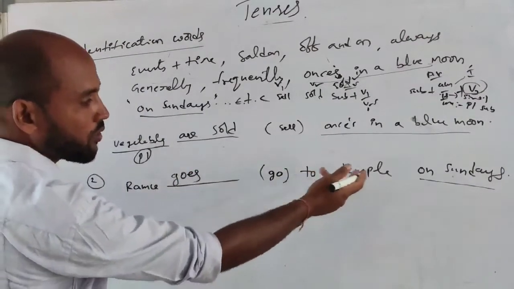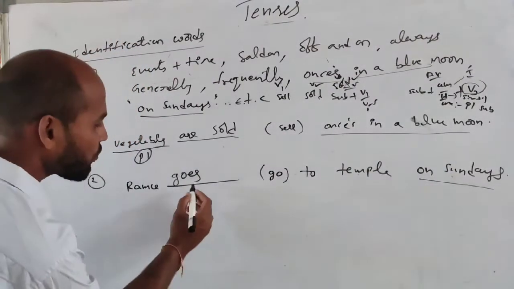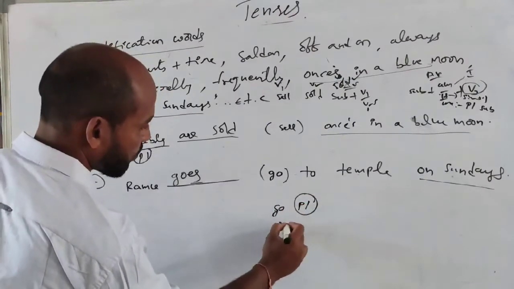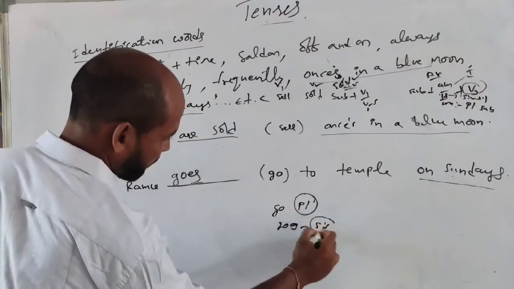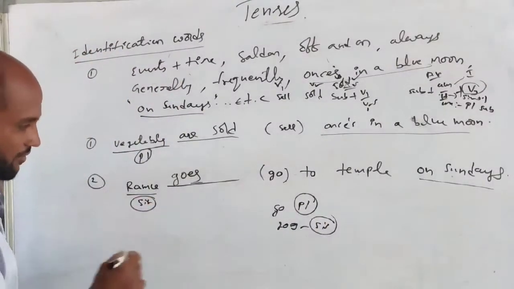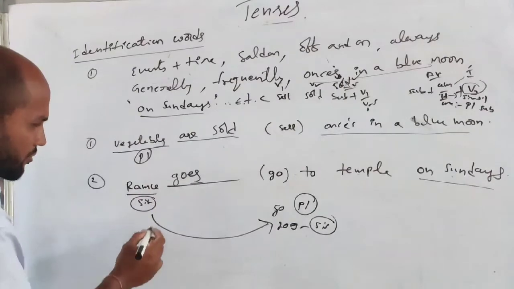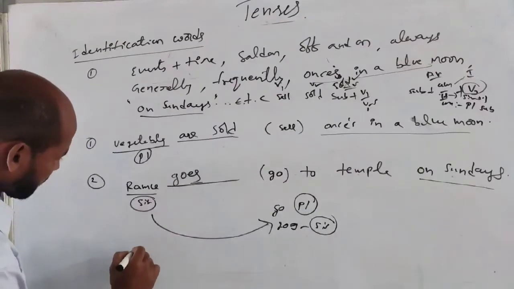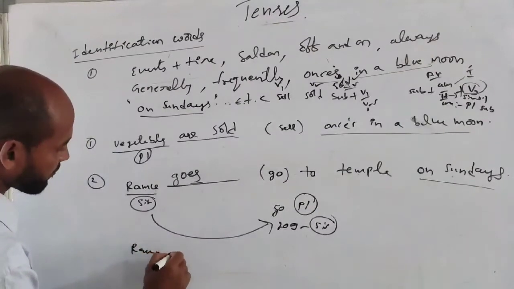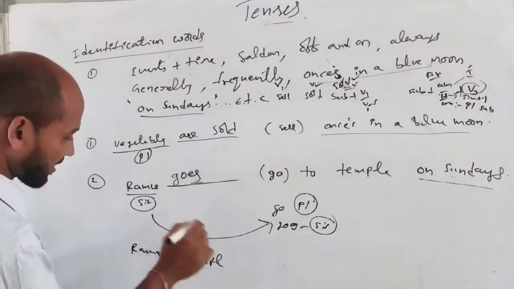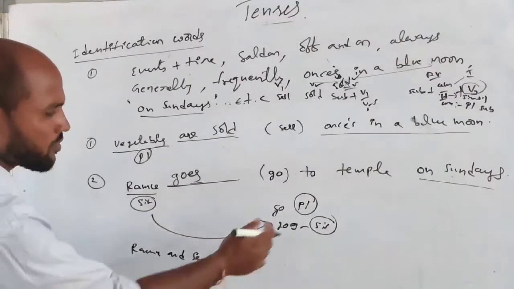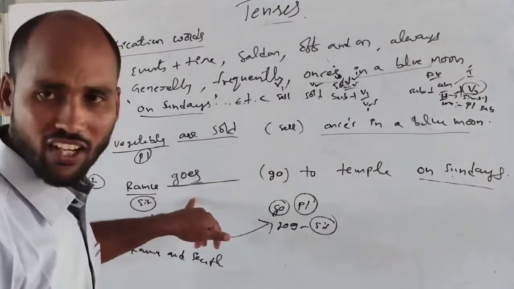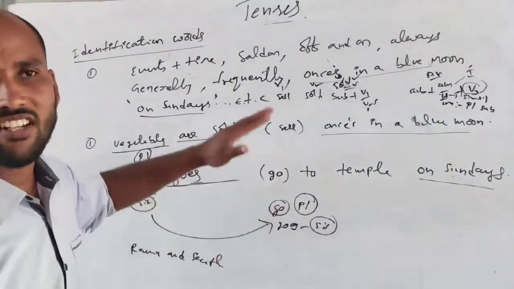Ramu goes to temple on Sundays. Why do we write goes? Go is plural, goes is singular. Ramu, the subject, is singular, so we write goes. Suppose we write Ramu and Sita, a plural subject. With a plural subject, the verb that follows is go. That's the cause why we write goes in the simple present tense structures.